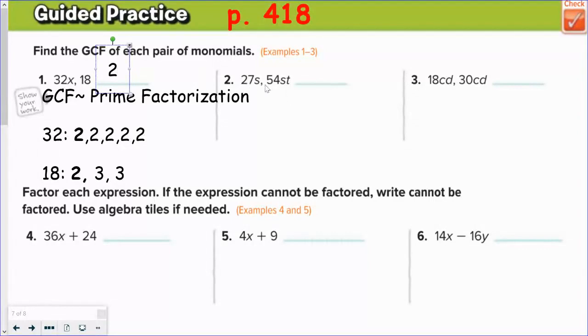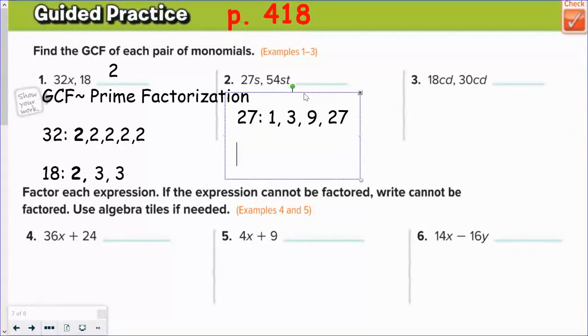All right, let's look at this one over here. We have 27S and 54ST. So numbers that we would multiply are 1, 3, 9, and 27. Not too many factors, even for being a larger number. But what about 54? Well, I know it's an even number, so 2 has to go into it. 5 plus 4 makes 9, so 3 has to go into it. Okay, 4 can't, 5 can't, 6 goes into it. 6 can go into it 9 times.